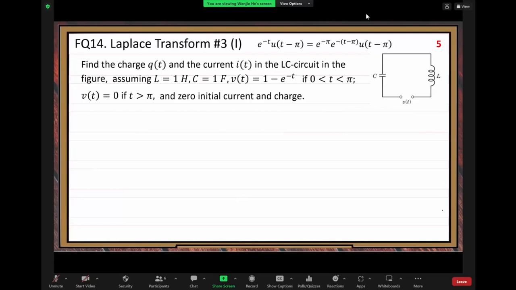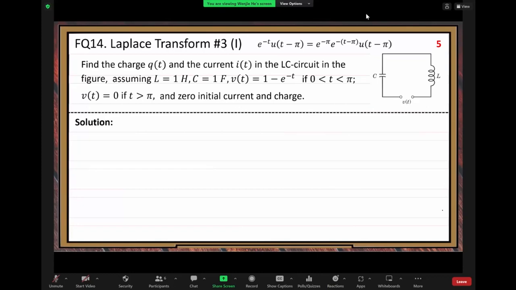Then, the initial condition: 0 initial current and charge. We need to find a little q function and I function. Actually, we only need to find little q or little I. Little q, then we take the derivative and we get the I function. In our homework question, you don't need to find little q. You only need to find I, so you can take a derivative directly and find the I.